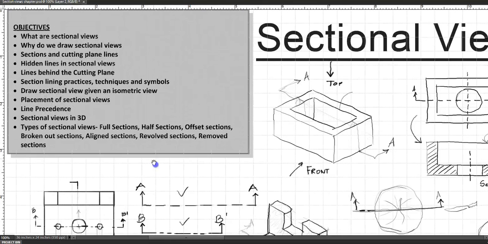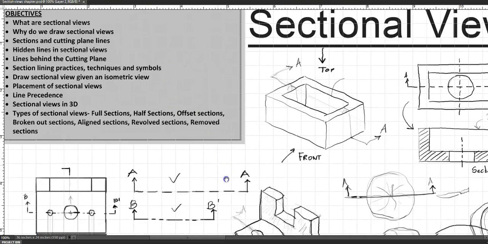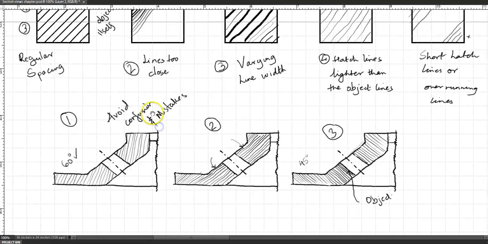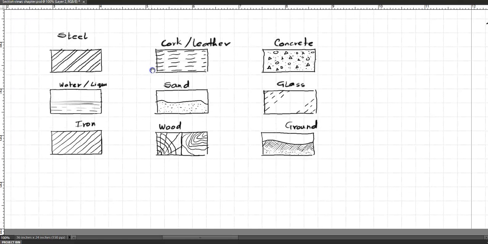The next topic we have is the symbols for section lines. Okay, now let's look at some of the symbols that we have. Now if I were to cut into an object that is made out of steel, so instead of putting my hatch lines just like that in this object, now just imagine this object is made out of steel. So instead of putting hatch lines just like that, I would use the symbol for steel.